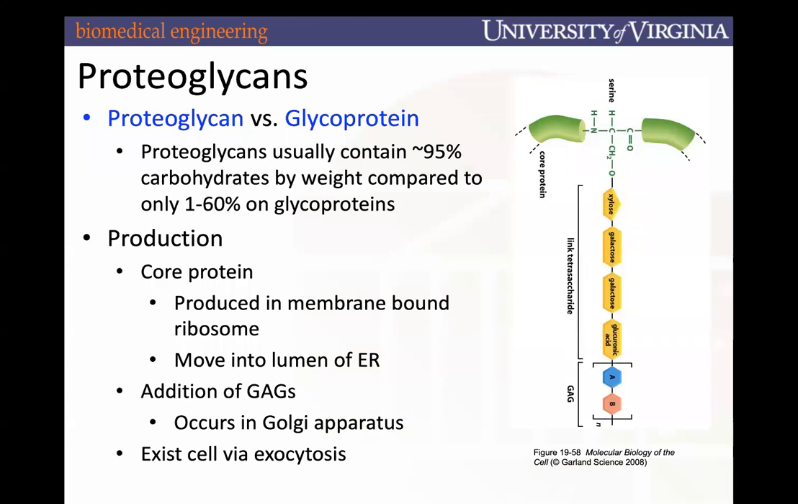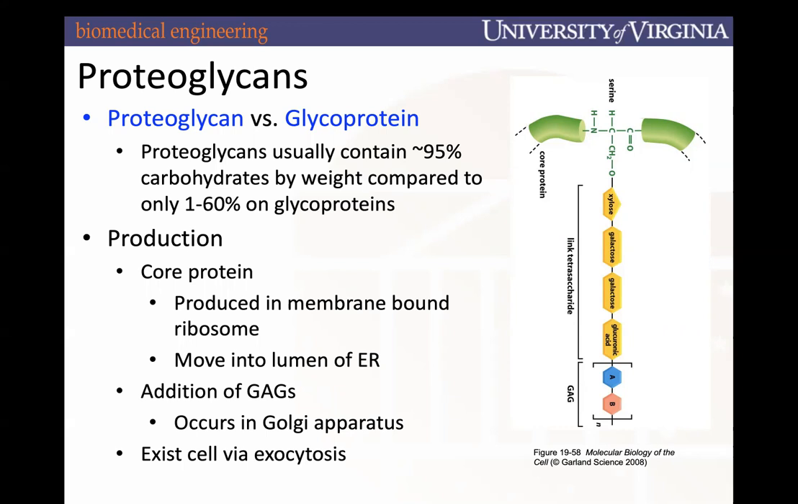We talked about this a little bit last class, but just to draw your attention to it again, we're going to talk about proteoglycans. And again, to distinguish between proteoglycans and glycoproteins, if you look at the suffix, that'll tell you what that molecule is mostly comprised of. So proteoglycans are mostly composed of sugars or carbohydrates by about 95%, whereas glycoproteins can typically range from about only 1 to 60% of carbohydrates. So it's typically, on average, more protein than sugar or carbohydrate.